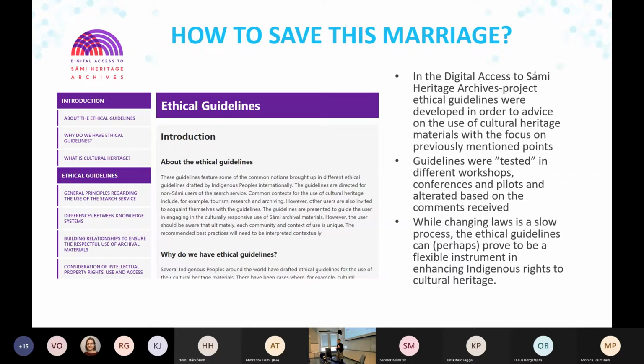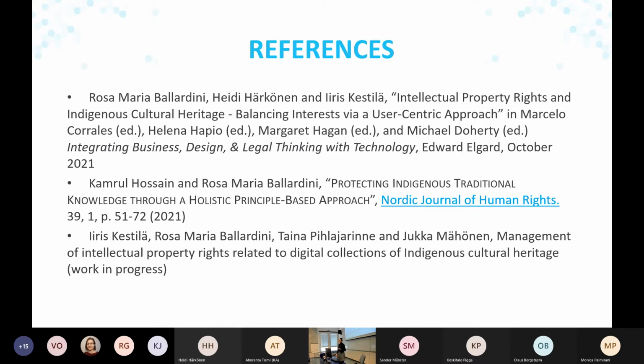So there are ways, but we also need to acknowledge that we need to use them. We know that the ethical guidelines are not binding, so they are not like laws, but it's also perhaps an issue of education and increasing awareness about this issue. I think I'm totally running out of time, so I just thank you very much.